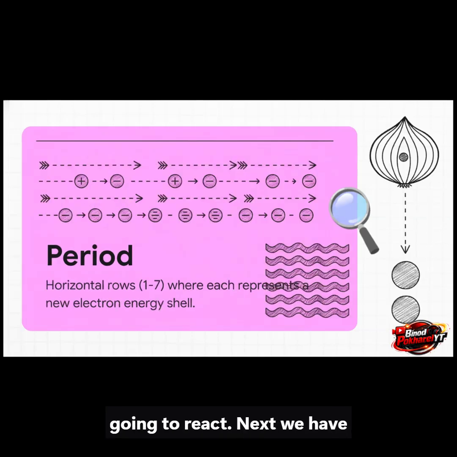Next, we have the horizontal rows, which are called periods. There are 7 of them. Here's the trick. As you move horizontally from left to right across a period, you're adding protons and electrons, but you are not adding new layers. Each period represents one main energy shell. But the second you drop down to the next row, boom, you add a brand new electron shell. It's exactly like adding a new layer to an onion. So moving across a period gradually changes the properties, while moving down a group physically adds size.